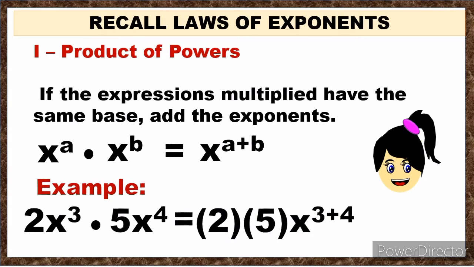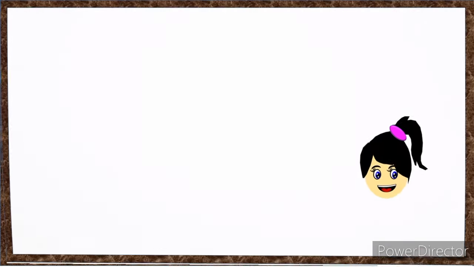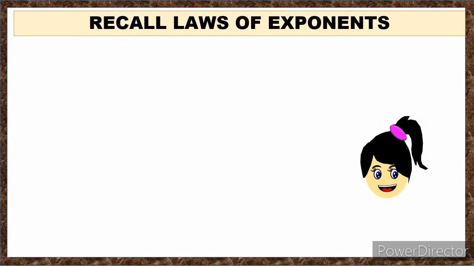Okay, in this example, we're going to multiply the numerical coefficients, which are 2 and 5. So now we have 2 times 5. And then we have the same variable x, so we're going to add their exponents. We have 3 plus 4. Okay? So, i-multiply natin yung numerical coefficient, tapos ipag-add natin yung exponent ng same variable, which is x. So, 2 times 5 is equal to 10, and x raised to 3 plus 4 is 7. Therefore, the answer is 10x raised to 7.